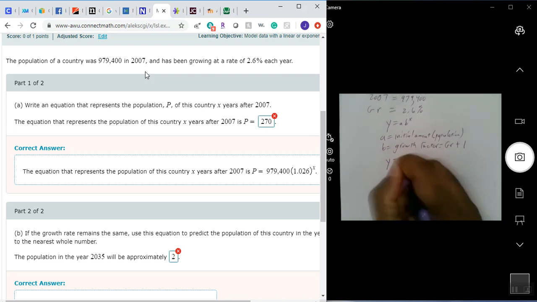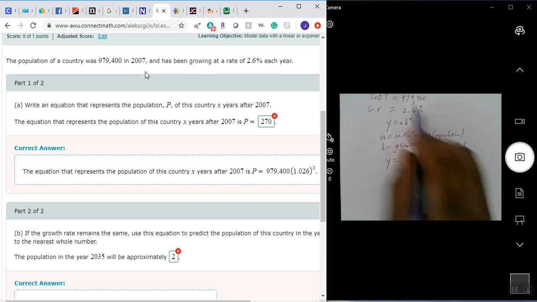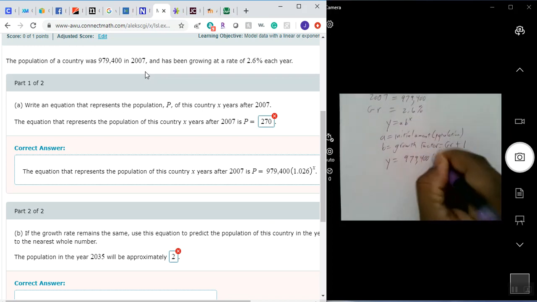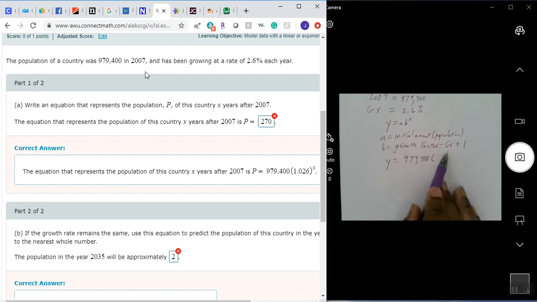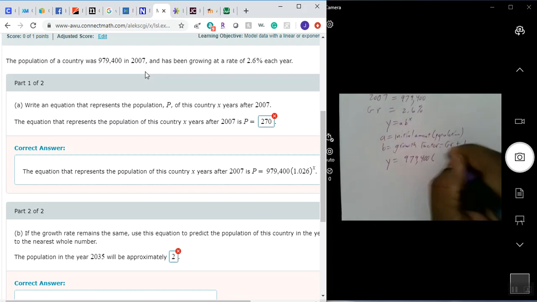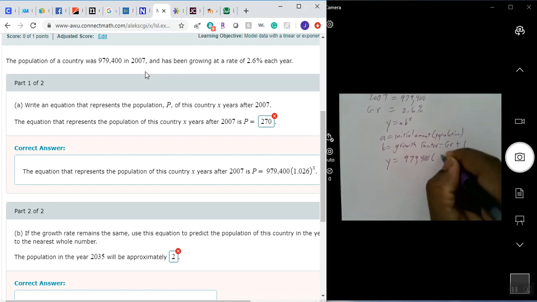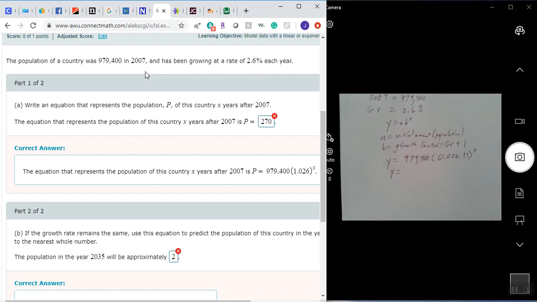we have y equals A is the initial amount of population, which is this 979,400. B is the growth factor, so it's the growth rate, which is 2.6%, which we would change to a decimal, which would be 0.026 plus 1. We'll take that to the x. So we have y is equal to 979,400, and this would be 1.026 taken to the x power.